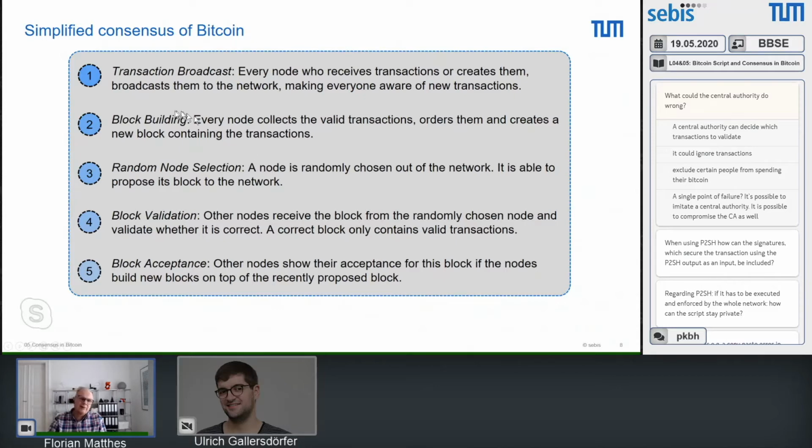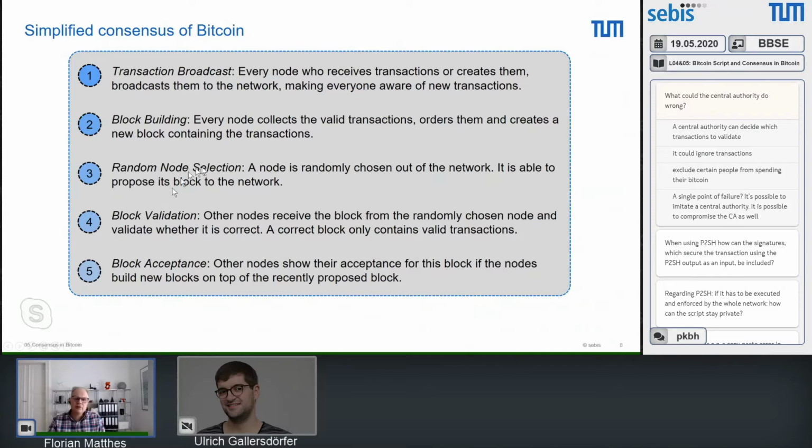So therefore, you might have many people who now have good ideas how to further develop the blockchain, because they're doing it all in parallel. And now we do one step, which is called random node selection, where a node is randomly chosen out of the network and is able to propose its block to the network. Because we might have 50 people saying, we have new blocks, and now you have to say which of these 50 people you should choose. And the idea is to do it randomly, in a fair random selection. How this is done, we talk about later.